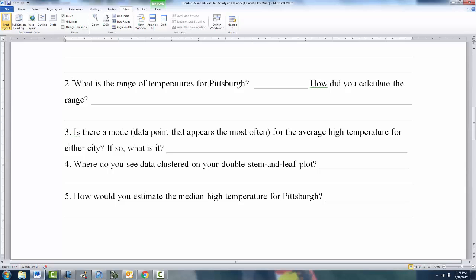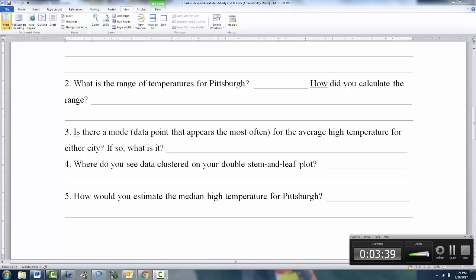is there a mode? If so, what is it? 4, data clusters. Write something about that. 2, 3, definitely terms, and then definitely 5. Try to find the median high temperature. Remember, these are all the high temperatures average for the month. What's the median for Pittsburgh? Go ahead and take a minute to try to find those things real fast.